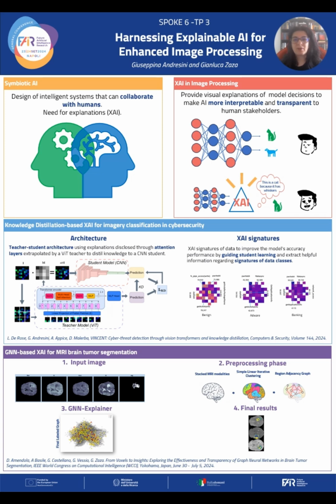The topic of this poster is related to the emerging research trend of Spoke 6 of FAIR on symbiotic AI, that focuses on the design of intelligent systems that can collaborate with humans to become more understandable, fair, and transparent. In particular, a critical aspect of symbiotic AI systems is the need for explanation.